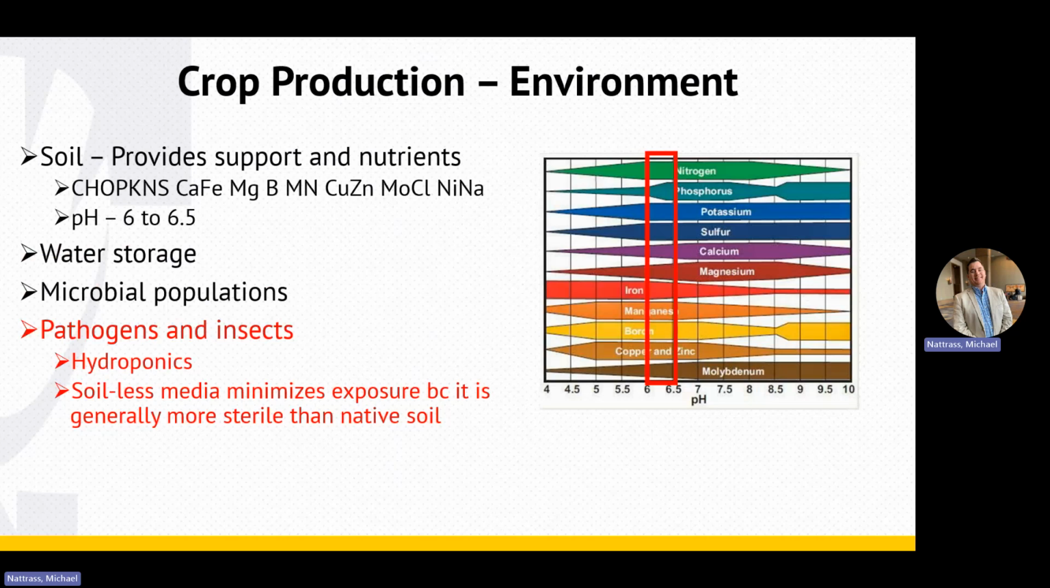Now, once we plant those plants, let's say in a greenhouse environment, once we plant them into the greenhouse and they get infected, it's not sterile anymore.